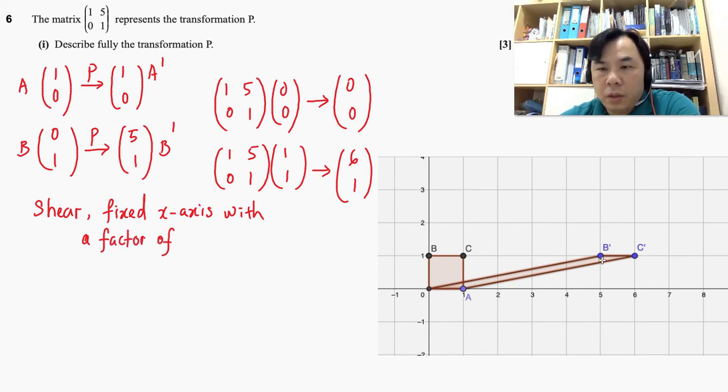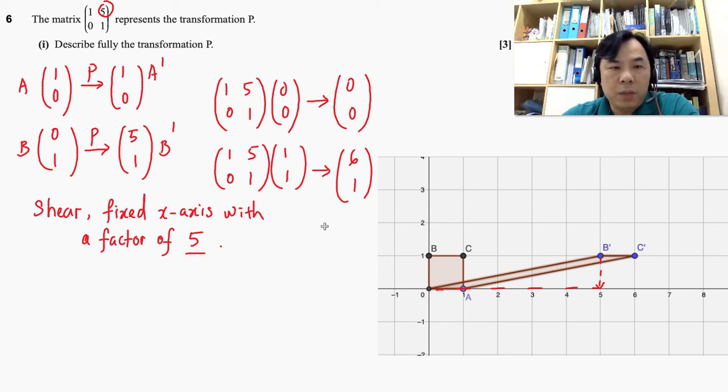Now, how do you find the shear factor? It is quite simple. Take for instance this particular width. For the image B, all you need to do is draw a triangle here. The shear factor is given by the width of this triangle, which is 1, 2, 3, 4, 5, 5 units, over the height, which is 1 unit. So the shear factor is 5. We can recognize this shear factor quite easily from the structure of the matrix. Therefore, we have successfully described this transformation matrix.